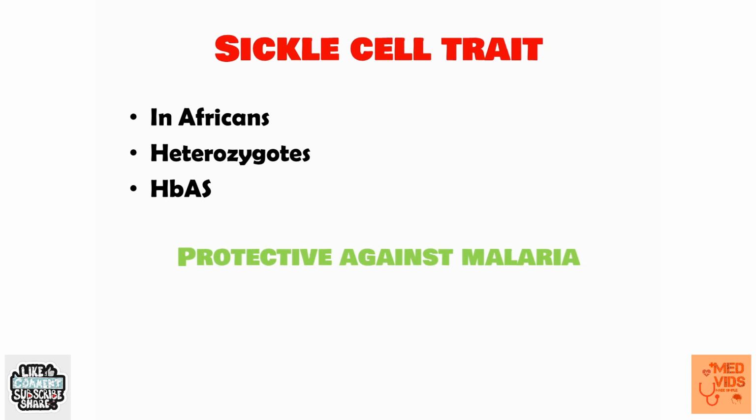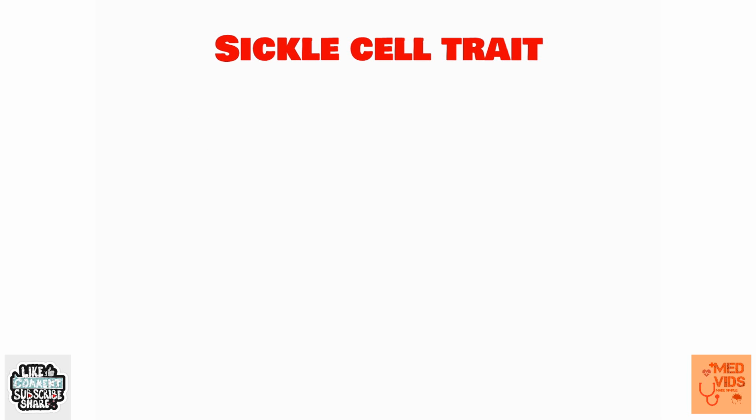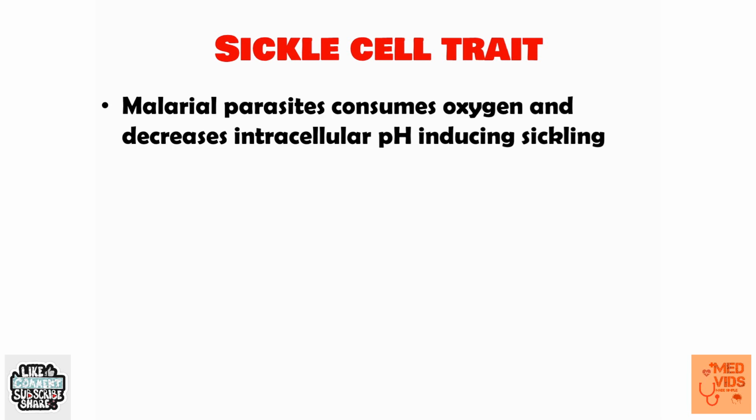Most of you will already be aware that sickle cell trait is actually protective against malaria. But do you know how? Let me explain that. First of all, you must remember when I explained the pathogenesis of sickle cell disease, deoxygenation is the prime event responsible for sickling: polymerization of hemoglobin S, leading to sickling of RBCs.